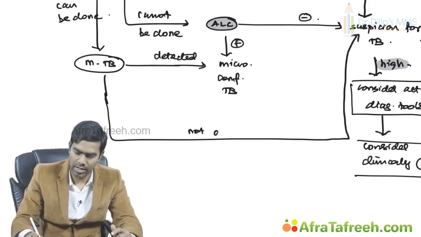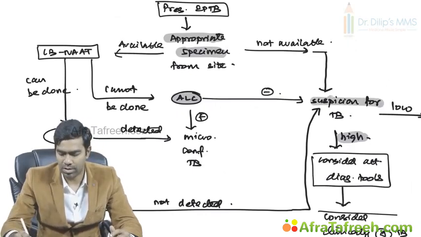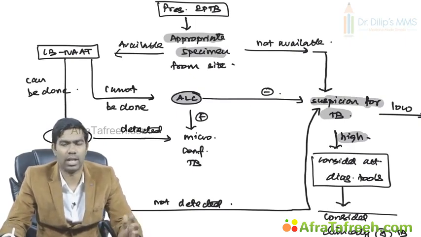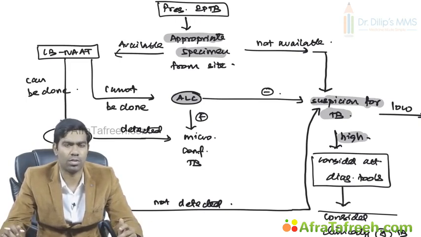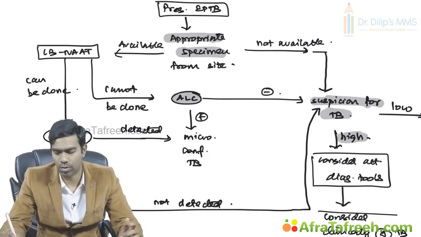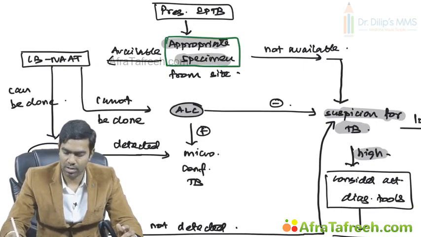Suppose the MTB is not detected here in GeneXpert, again you are going back to the same suspicion. If the suspicion is high, you can consider alternative diagnostic tools like ADA or your biopsy showing granulomatous lesions or caseous necrosis. These are all you can use to assess and treat the patient as tuberculosis, called clinically diagnosed tuberculosis. But remember, the guidelines clearly tell you should try to obtain a sample as much as possible.